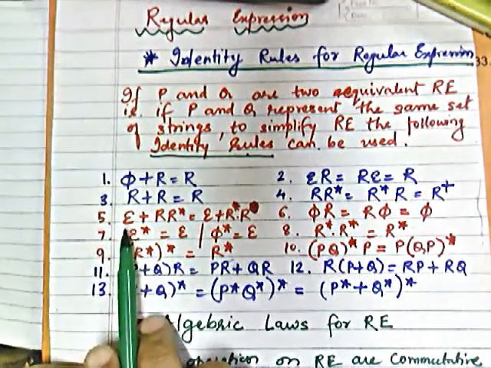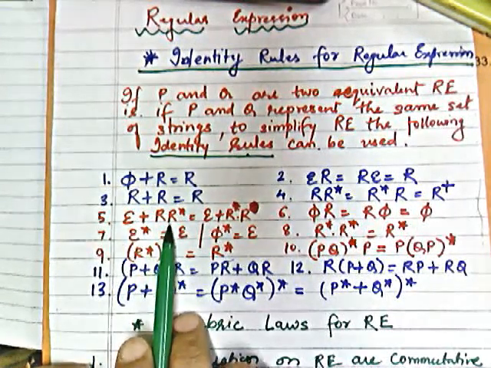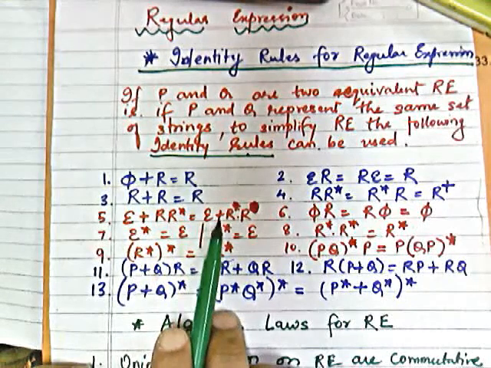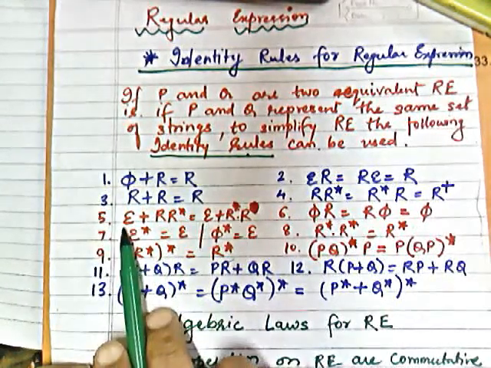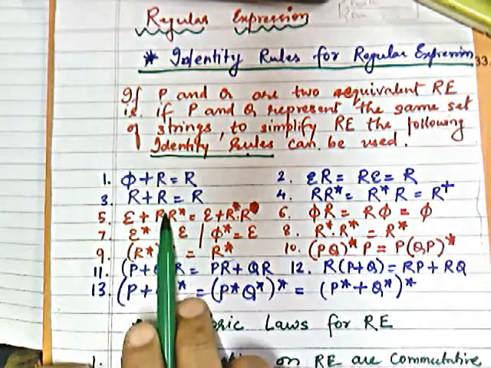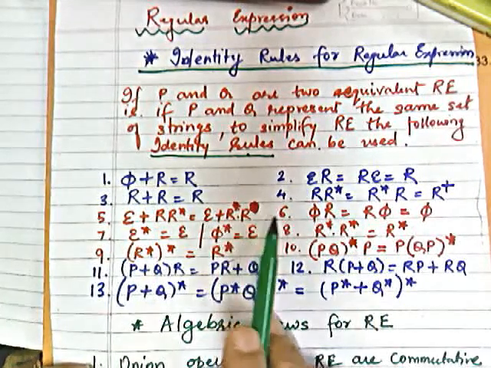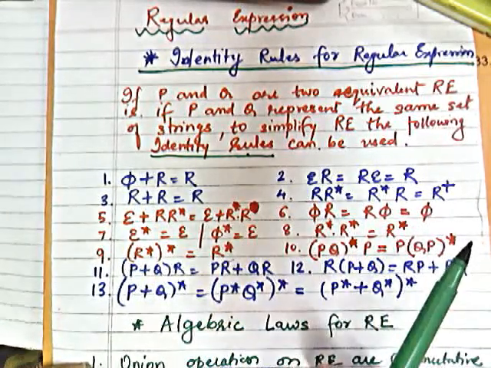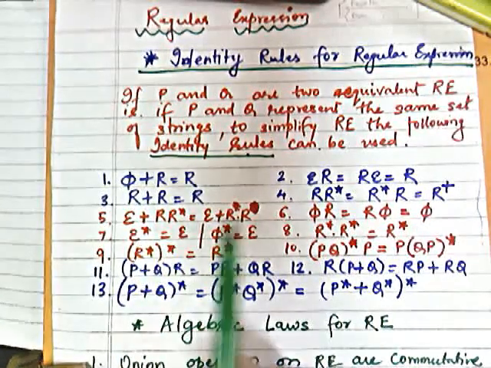Next is the fifth one, empty string plus R dot R star is equal to empty string plus R star dot R. Again this is alternation, R dot R star, or you can write similarly R star dot R. So these two are equivalent.